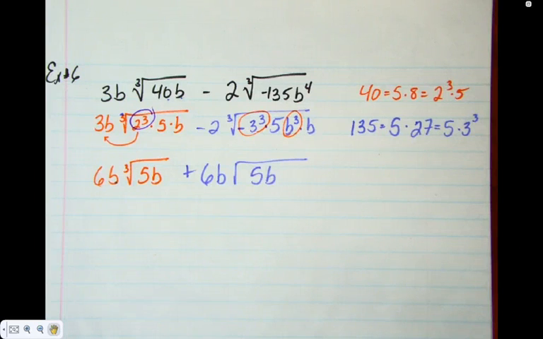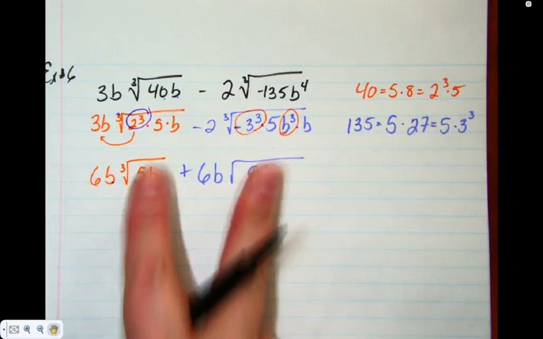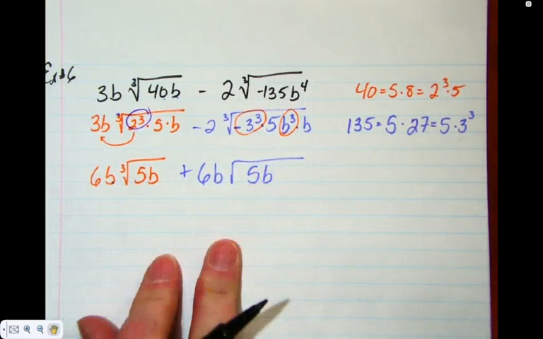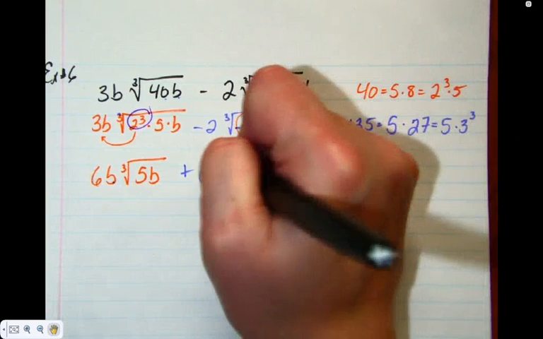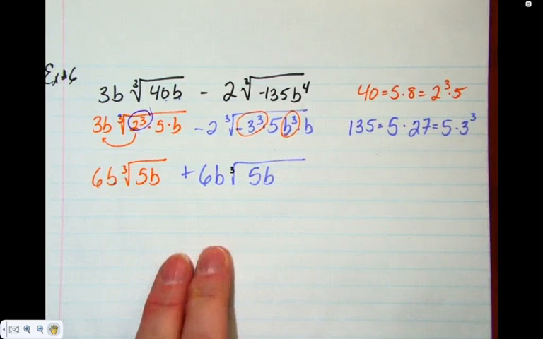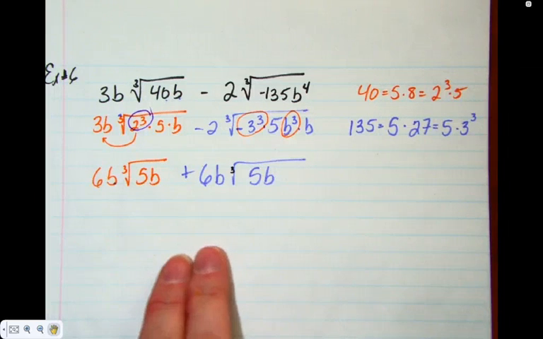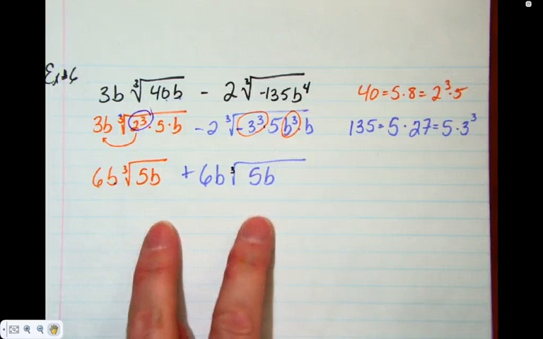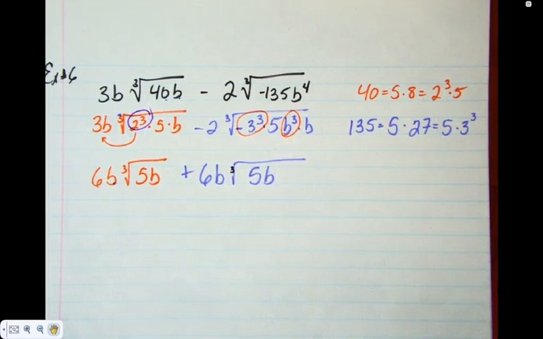What's left? What did I not pull out front? I like that word compatible. Can we combine these? How do we know? Oh, I forgot the cube. Thank you. How do we know we can combine these? They have to have the same, what's the vocabulary word? Radicand and index. Same radicand, same index.